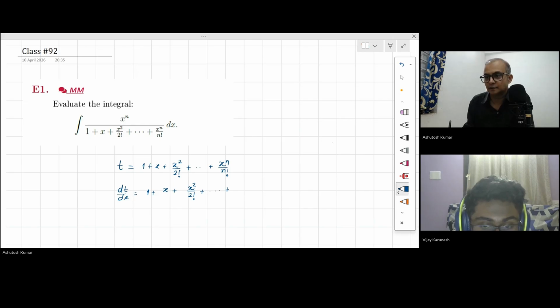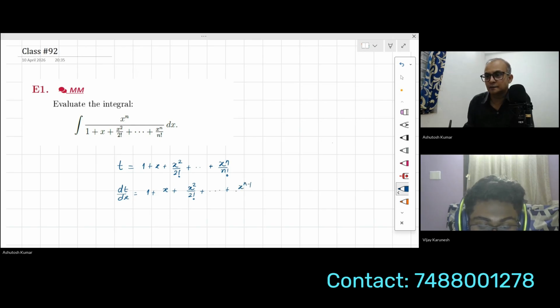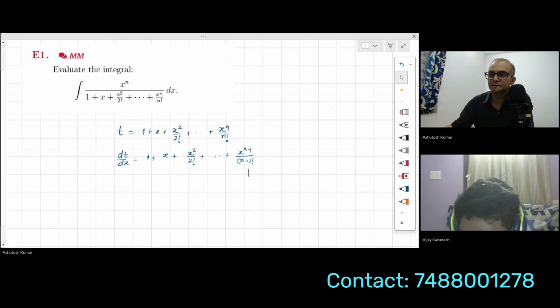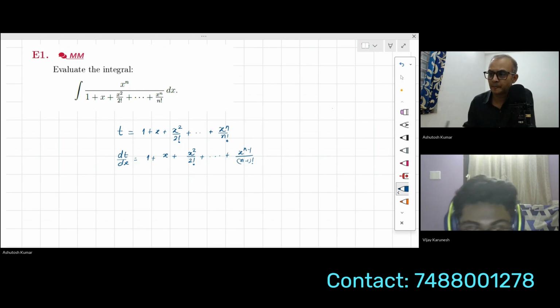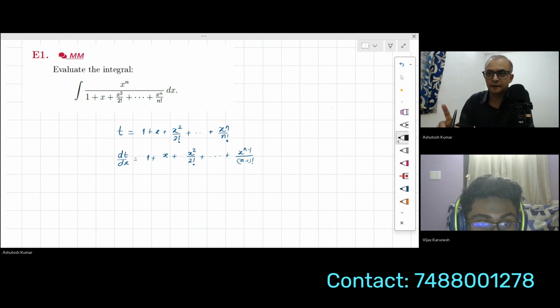And the last we get what? X to the power n minus 1 by n minus 1 factorial. Okay, so what did we do after this? After that, x to the power of n I wrote as t minus dt by dx into n factorial. X to the power n, this term.